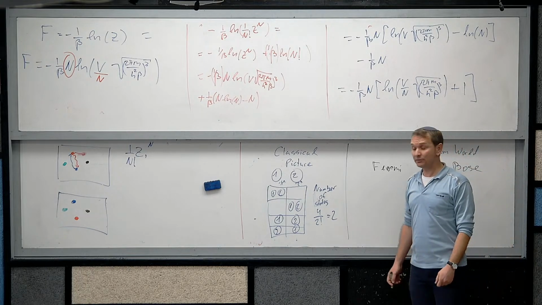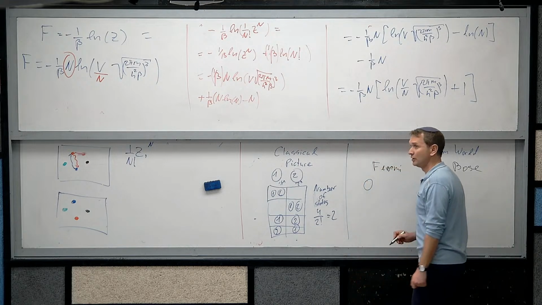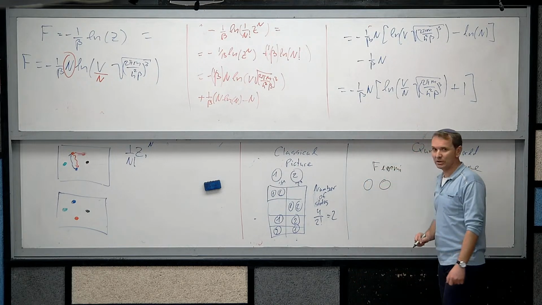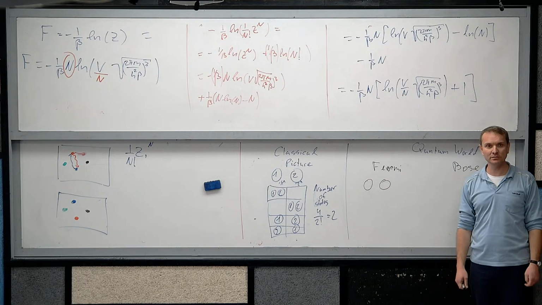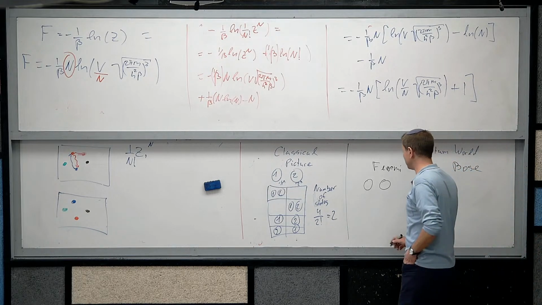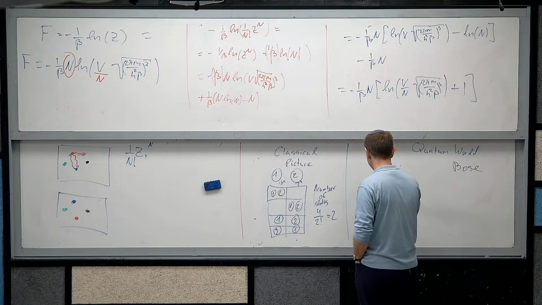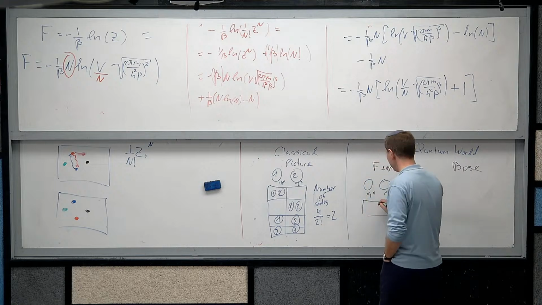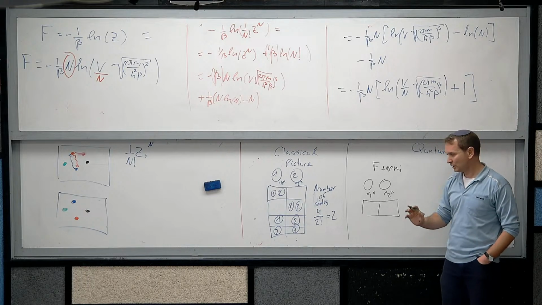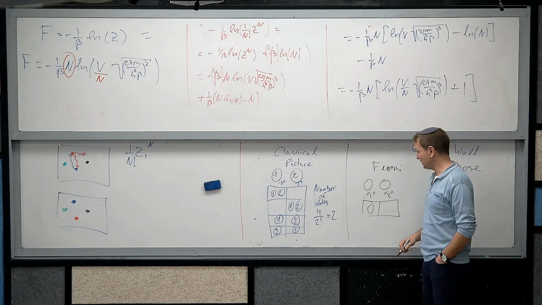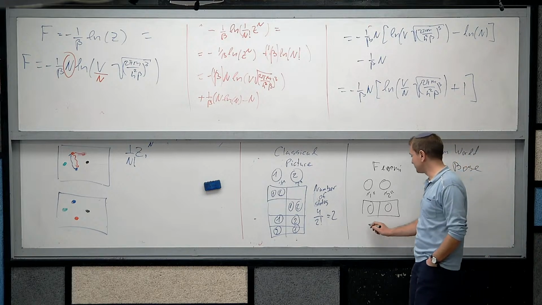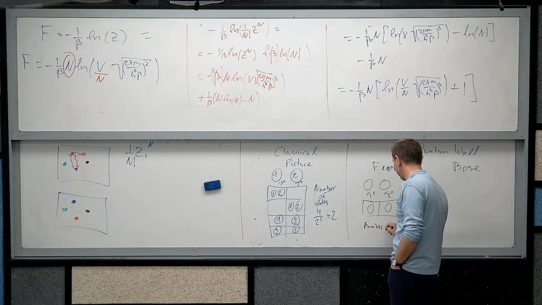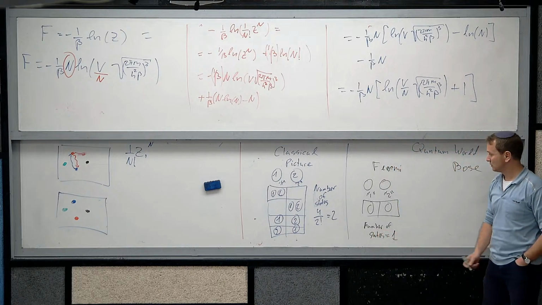Let's see what happens with Fermi. In Fermi, I have particles 1 and 2, but in quantum physics, they are exactly identical. Now, what is the property of fermions? They cannot be in exactly the same state. So if I have state number 1 and state number 2, the only thing that I can observe is that one particle is sitting in state number 1 and the other is sitting in state number 2. So the number of states equals 1, not 2.